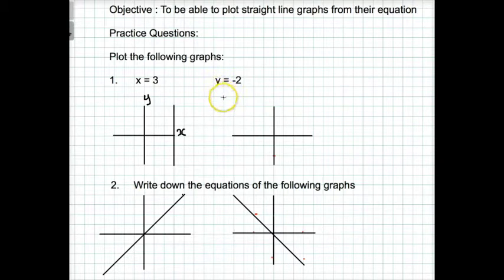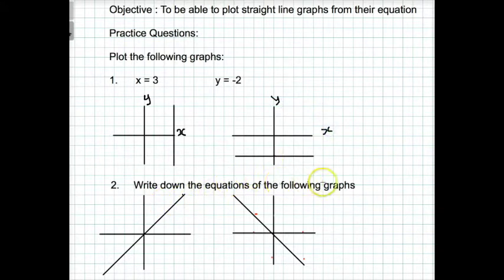So with this one, number 2, y equals negative 2, clearly this is going to go the opposite way. So y equals negative 2 is going to be a line that goes through the negative on the y-axis. So here we can do the same thing. When x equals 1, y is negative 2. When x equals 2, y is negative 2, and so on. I'll just put the axes in there.